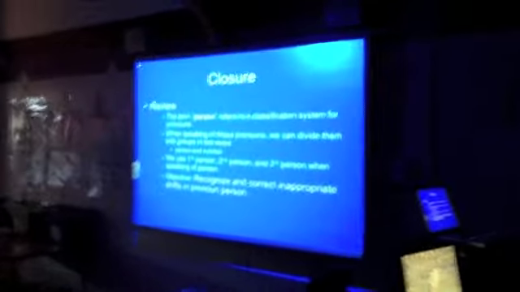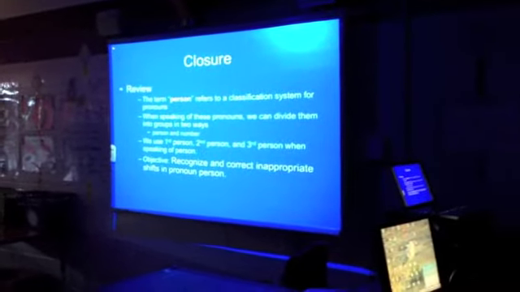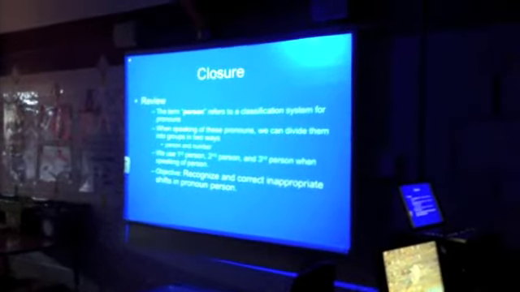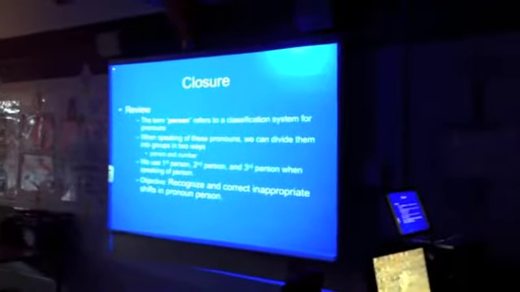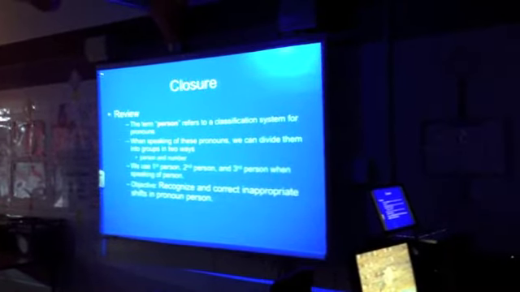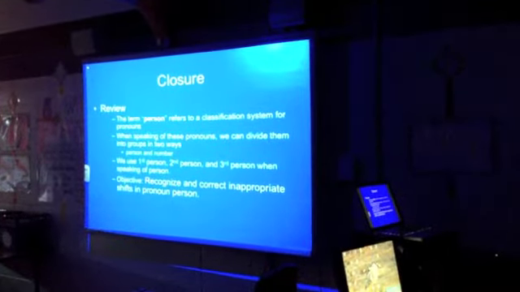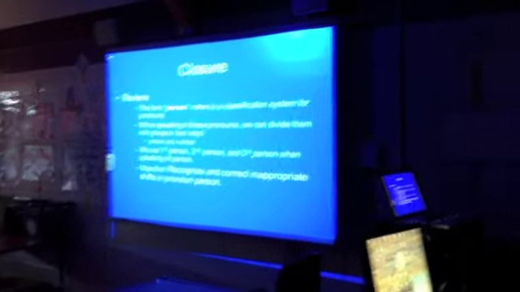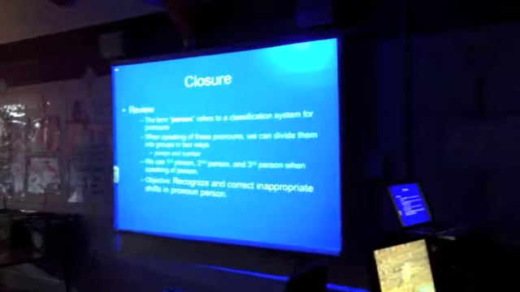Closure. Let's close it out. Any questions before we go on? I don't want to go too fast. Let's do a quick review. The term person refers to the classification system for pronouns. When speaking of these pronouns, we can divide them into groups in 2 ways, person and number. Today, we focused on person. And when we say person, we're talking about the point of view. First person, second person, and third person. Okay? Everybody understand that? Yes, ma'am.